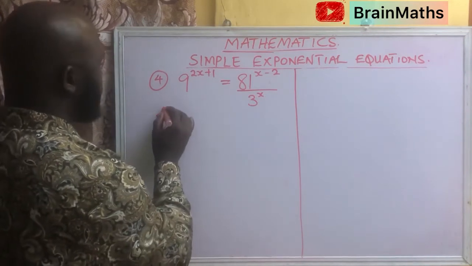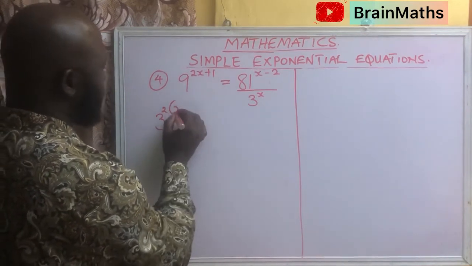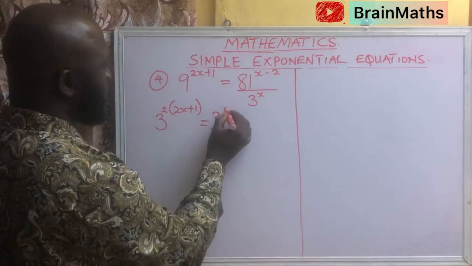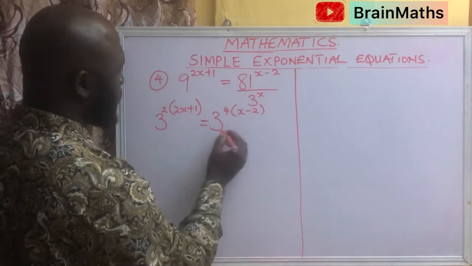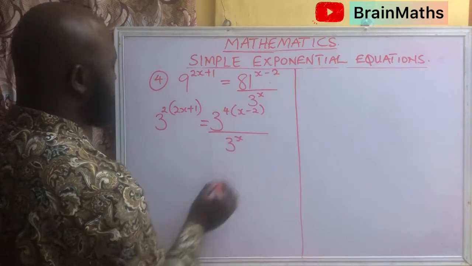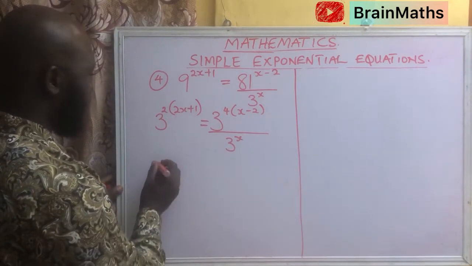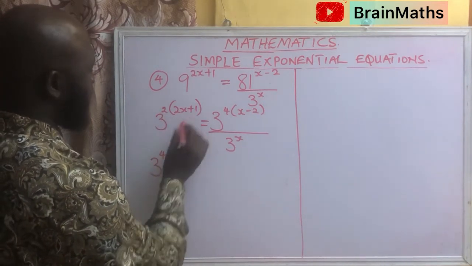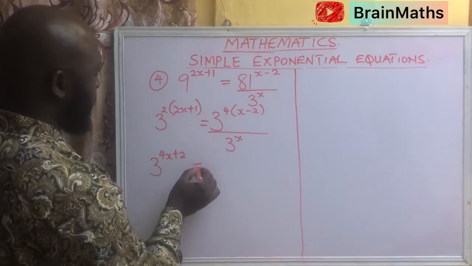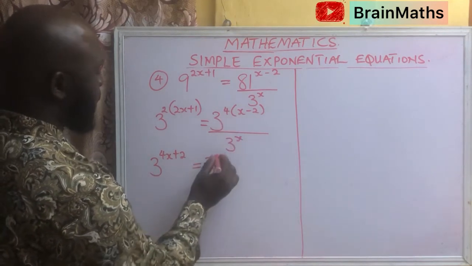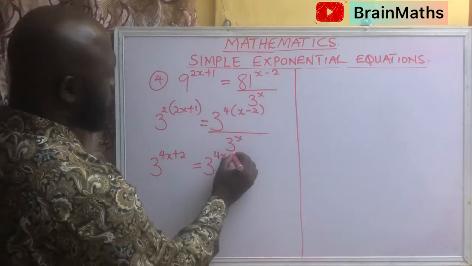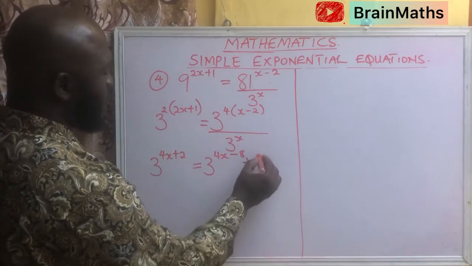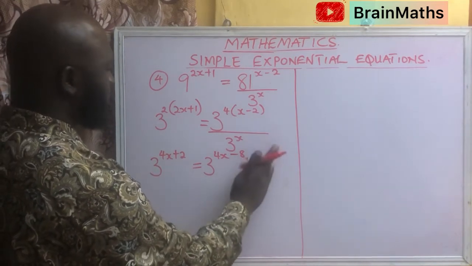3 raised to power 2 multiplied by 2x plus 1 equals 81, which is 3 raised to power 4 multiplied by x minus 2, over 3 raised to power x. So let's try to open the bracket. We have 3 raised to power 2 times 2x, 4x, 2 times plus 1, plus 2, equals 3 raised to power 4 times x, 4x, 4 times minus 2, minus 8. So let's solve this side at once, divided by 3 raised to power x.